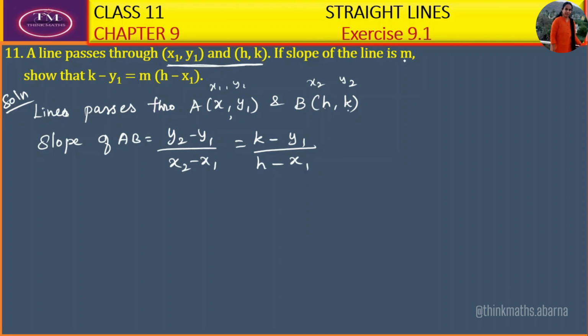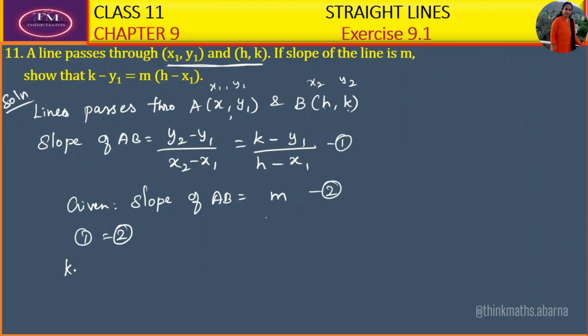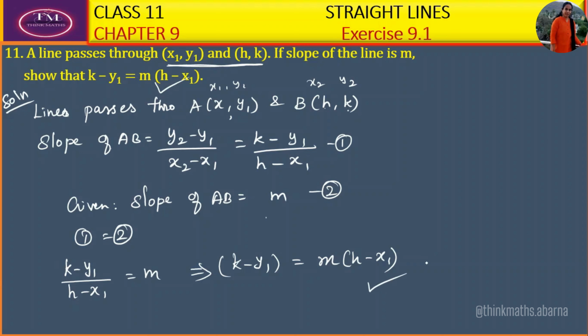They gave the slope of the line is m. So given, what is given? Slope of AB is equal to m. So these two are equal. So if we keep this as 1 and 2, 1 is equal to 2. That means k minus y1 divided by h minus x1 equal to m. If we cross multiply, k minus y1 will be equal to m into h minus x1 and we got the result. Okay, clear? You understand all the problems?